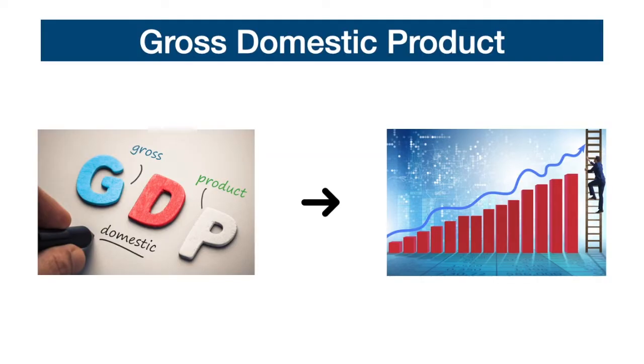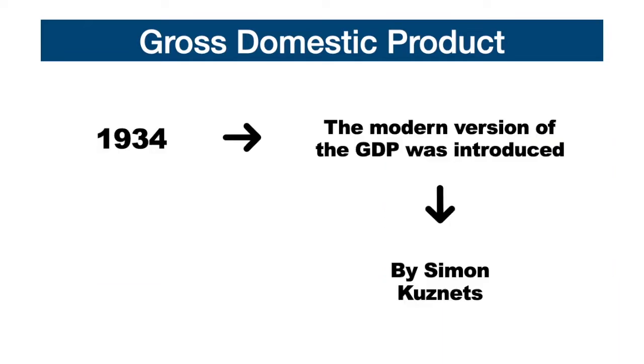The gross domestic product is an economic indicator, which indicates the total value of goods and services produced in a country, and analyzes the health and economic growth of a particular country. In 1934, the modern version of the GDP was introduced by Simon Kuznets, who won the Nobel Prize in Economics.